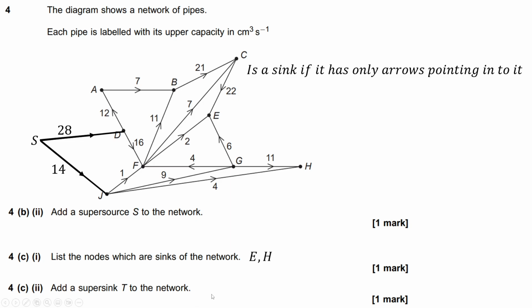Okay, add a super sink T to the network. All right, so super sink T, well, it funnels all of the sinks into one sink, the super sink. So from E to wherever the super sink is, and then from H into that, right, and that's T. Here we've got 22, 24, 30 going into it, right? So it must be able to take in at minimum 30. And then similarly here, it must be able to take in at minimum 15, so 11 plus 4.